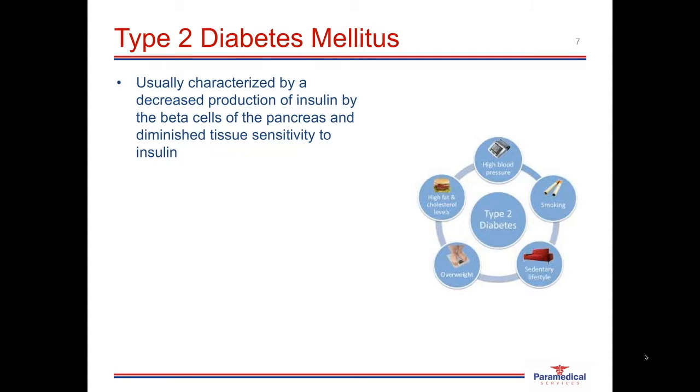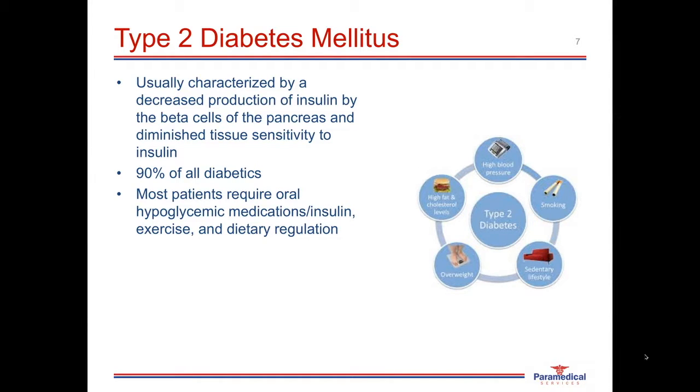Type 2 diabetes mellitus is characterized by a decrease in production of insulin by the pancreas, or the body's tissues become insensitive to insulin. 90% of all diabetics have type 2 diabetes, which is called lifestyle diabetes. Most patients require oral hypoglycemic medications or insulin, exercise, and dietary regulation.